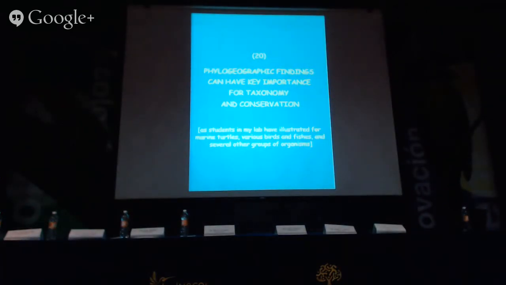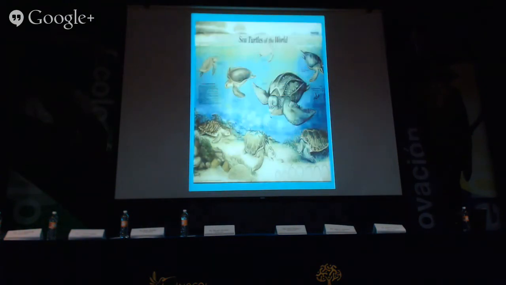Which brings me to point number 20. Hang in there, we're almost done with these points. This is probably also obvious to you, but it wasn't necessarily obvious in the early days, though now it's taken for granted. And that is that phylogeographic findings can have key importance for taxonomy and conservation. I'm sure we will hear much more about this in our talks at these meetings, but it should be obvious, really, in retrospect, that phylogeographic patterns have huge relevance for taxonomy and for systematics.